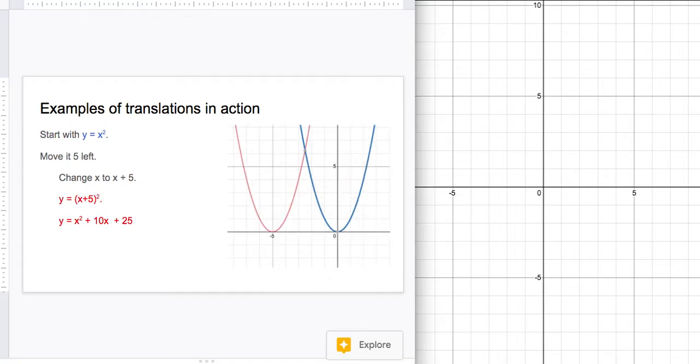How about moving 5 left? Moving 5 left is an x change. I do the opposite of what I would think, so change x to x plus 5, and I would get here. Now, I can leave it that way, or I could multiply it out if someone really wanted it in that form. I think leaving it in the parentheses form makes more sense because you can see the transformation. The x, which was being squared, got changed to an x plus 5, which is now being squared. And you can see the whole graph moved 5 left.